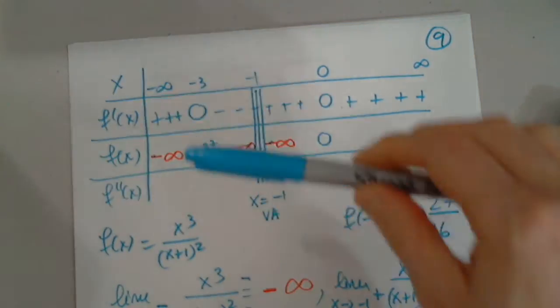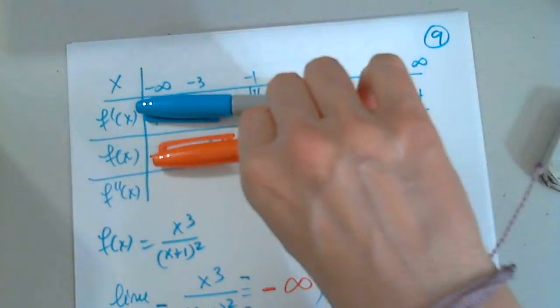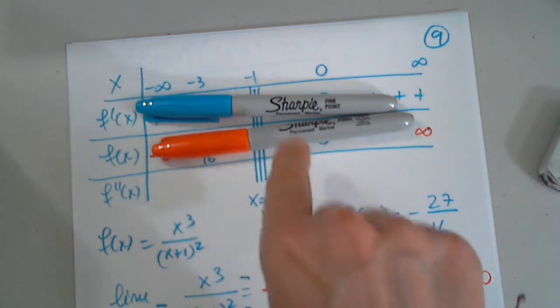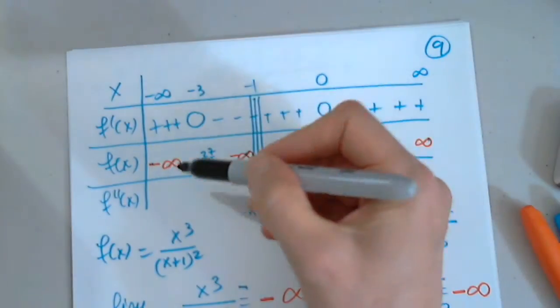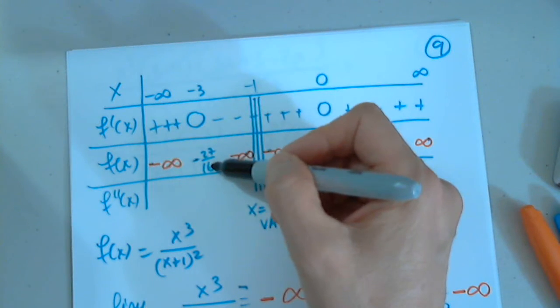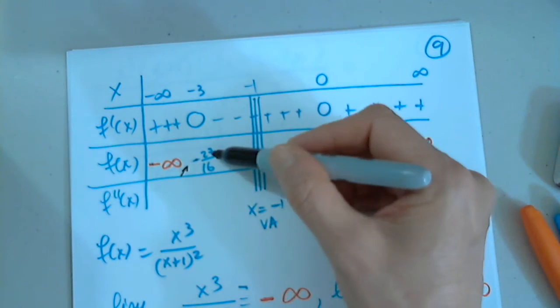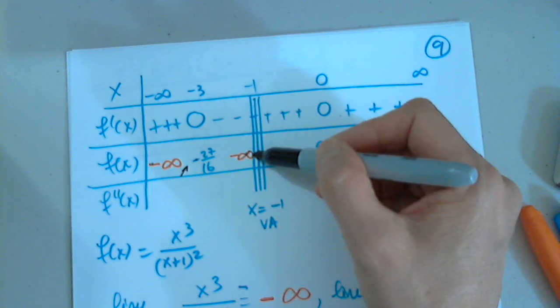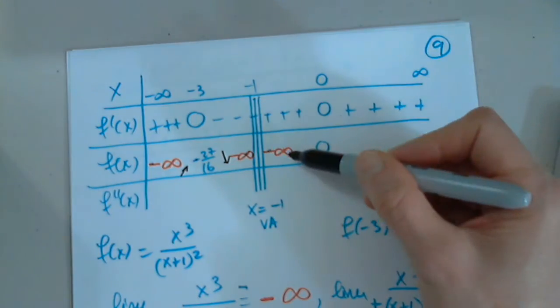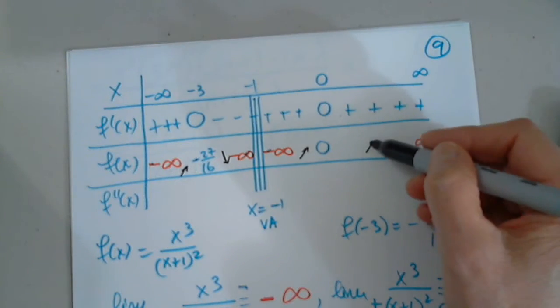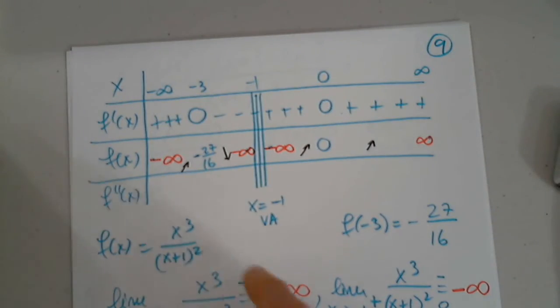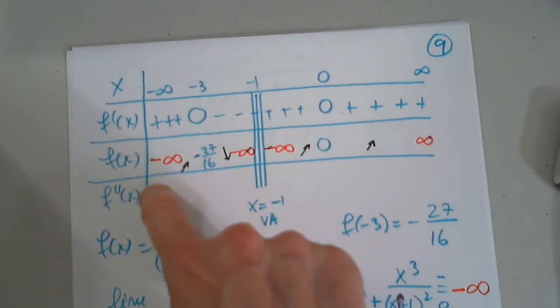Okay. And now I check whether my work is okay, if these two work well together. Otherwise, I'll say oops and go back. From negative infinity to negative 27 over 16, yes, indeed, it's increasing. From negative 27 over 16 to negative 1, yes, it is. From negative infinity to 0, yes, it is. From 0 to infinity, yes, it is. Acceptable. So now I'm going to study the second derivative.